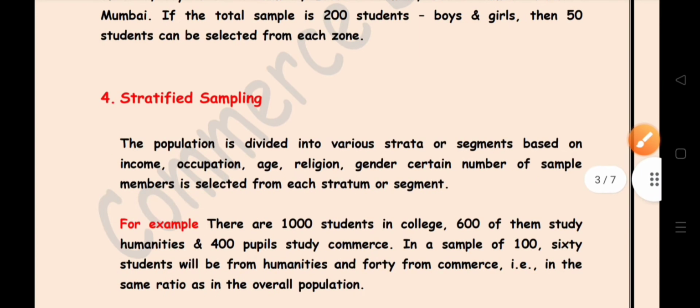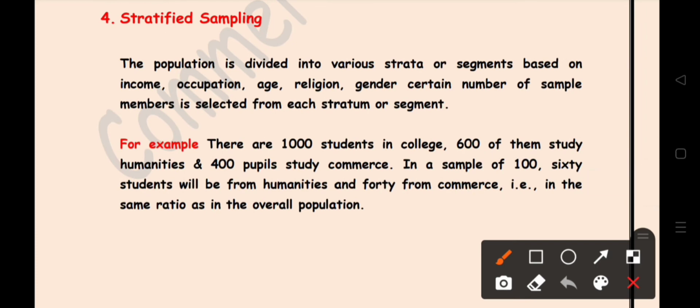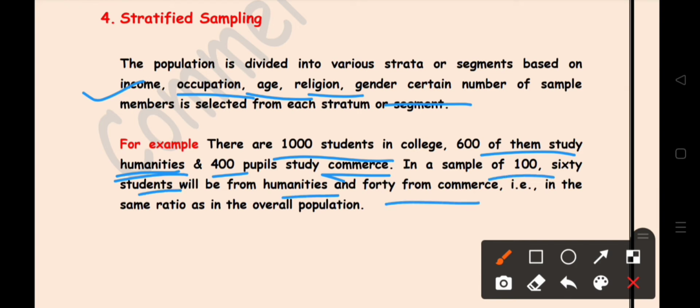But in stratified sampling, we are going to divide our population on the basis of various factors. It may be on the basis of income, occupation, age, religion, gender, and many more things. Now let's see the example. There are 1000 students in a college. 600 of them study humanities and 400 study commerce. In a sample of 100, 60 students will be from humanities and 40 from commerce. That is, the overall population gets distributed in the same ratio.